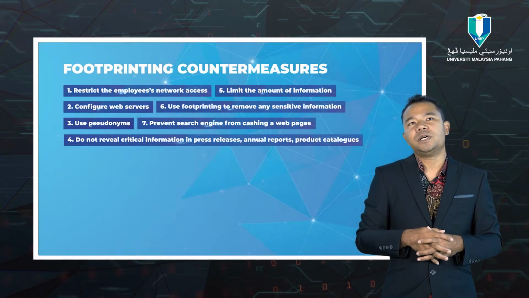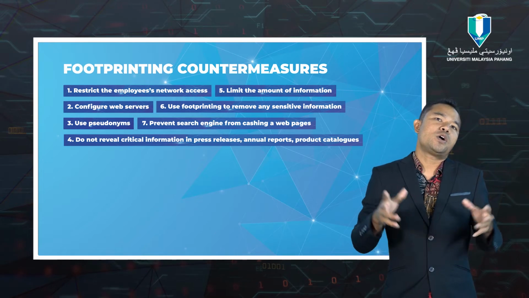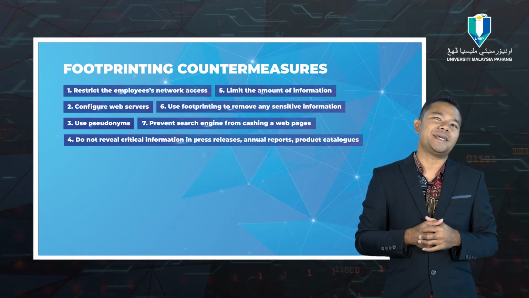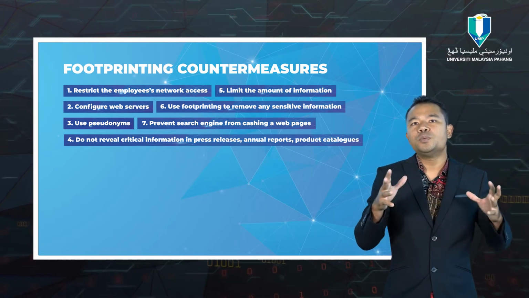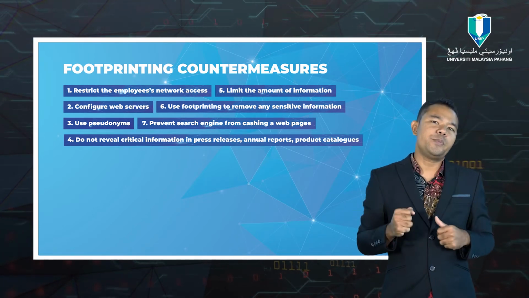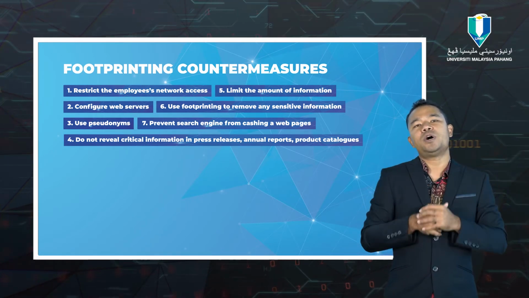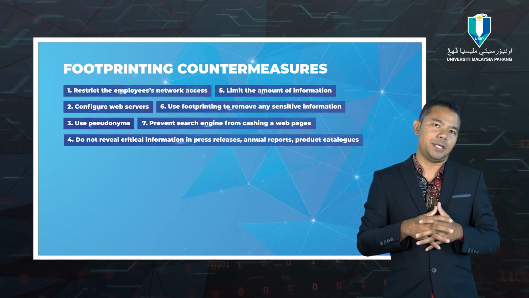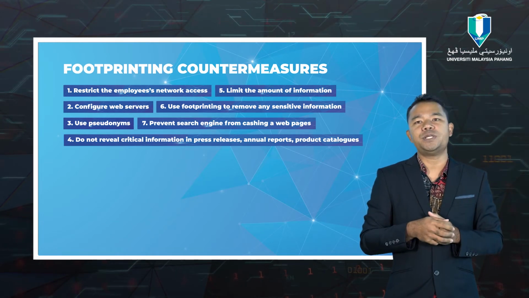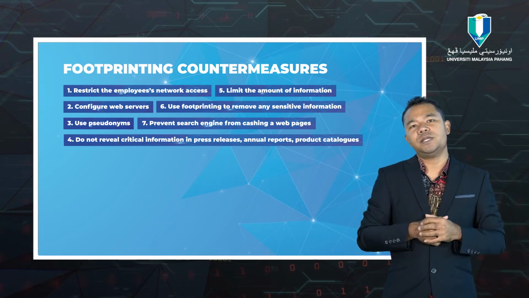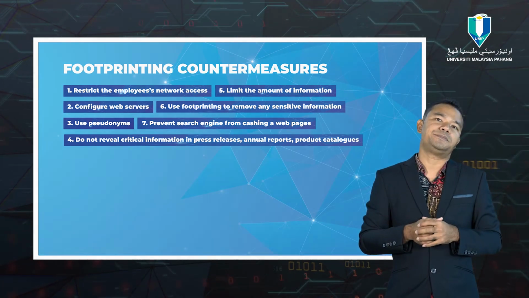Footprinting countermeasures. Restrict employee access to social networking sites from the organizational network. Configure the web server to avoid information leakage. Educate employees to use pseudonyms on blogs, groups, and forums. Do not reveal critical information in press releases, annual reports, and product catalogs. Limit the amount of information published on the website or internet. Use footprinting techniques to discover and remove any sensitive information available. Prevent search engines from caching a web page and use anonymous registration services.